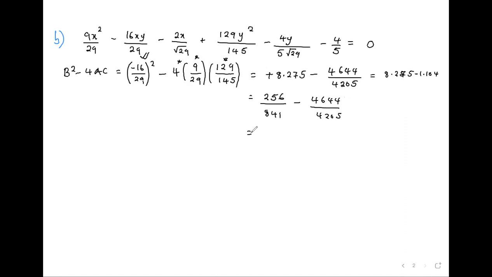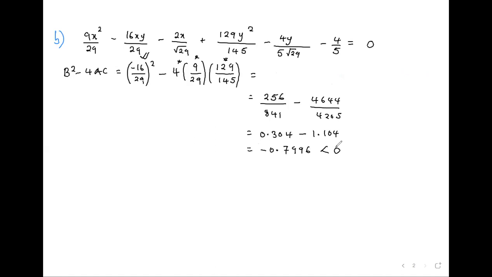So 256 divided by 841 is 0.304. Minus the other one, 1.104, so we get negative 0.7996. Okay, so we wrote the first line. If we have this, then this is less than zero. So when this is less than zero, then what we have is an ellipse.